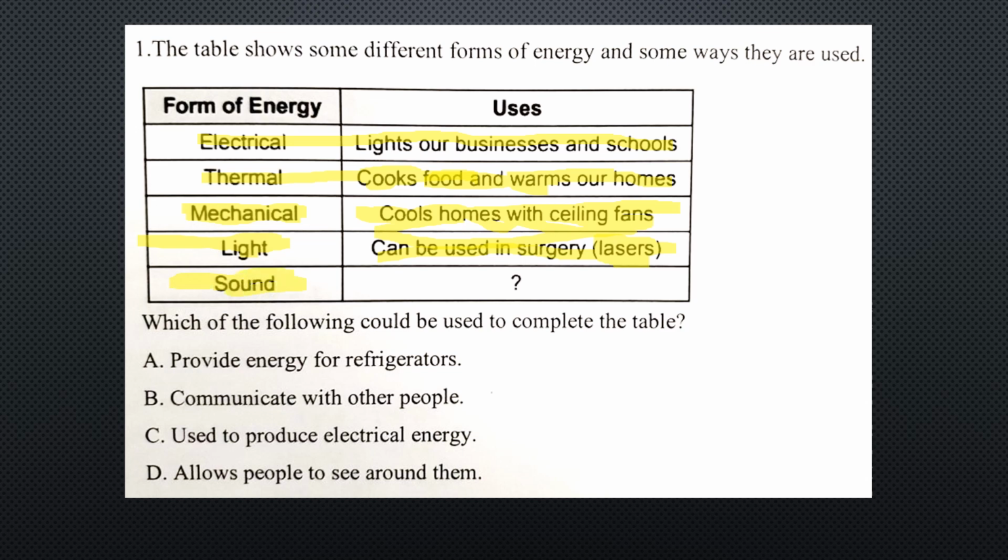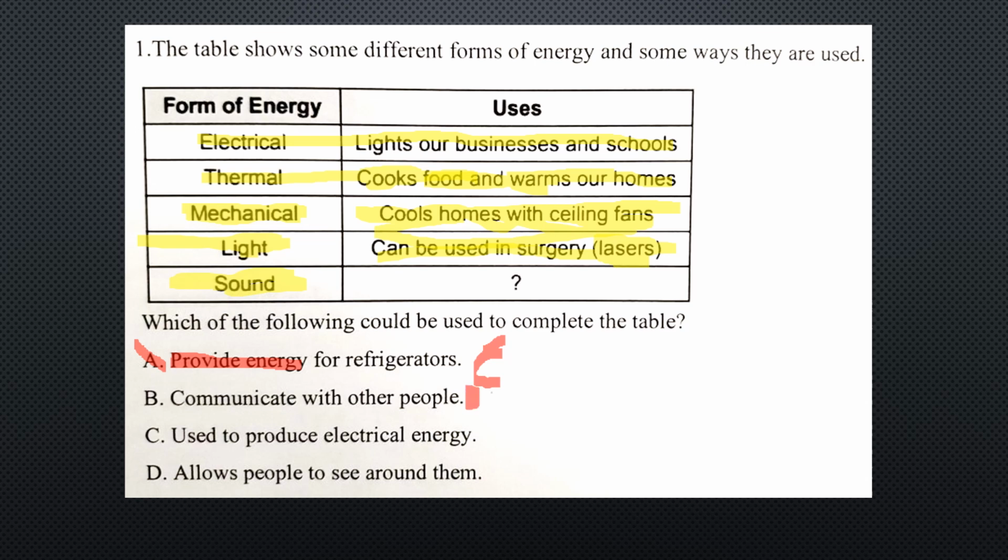Let's look at our answer choices. A. Provide energy for refrigerators. Providing the energy will be for electrical, not for sound energy. B. Communicate with other people. It could be for communicating with people. This could be my answer.